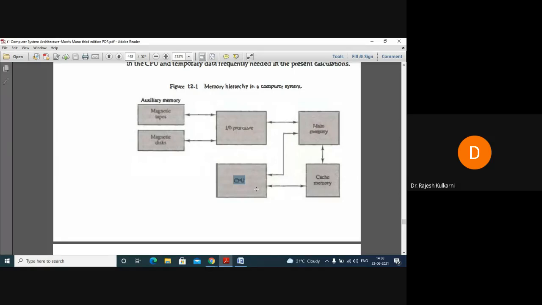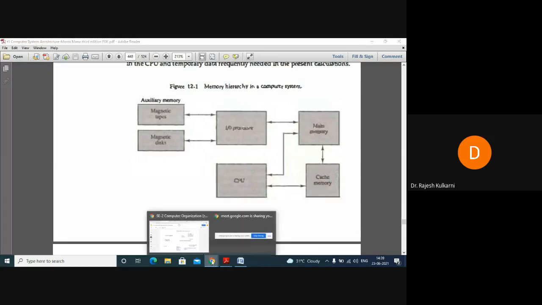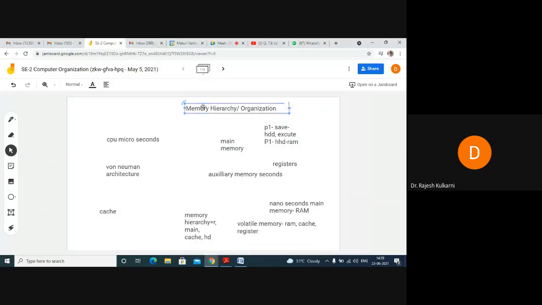So there is one more interesting aspect. What is the interesting aspect? CPU cannot directly access the auxiliary memory. See, there is no direct line, but CPU can directly access the main memory and the cache memory. So to combine all of them to facilitate program execution, to help the CPU to execute the program, that combination is called as the memory hierarchy. Memory hierarchy means registers plus main memory plus cache memory plus magnetic tape, magnetic disk, like that. So this is your memory hierarchy.